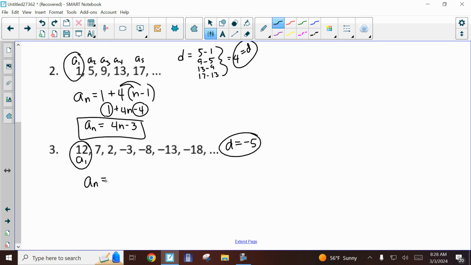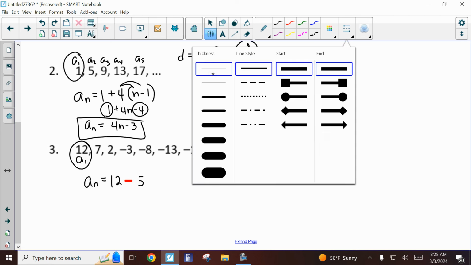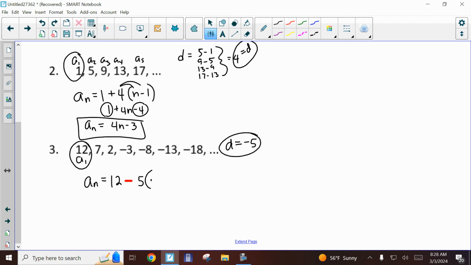So AN equals the first term plus the common difference. You don't have to put a plus and a minus 5, you could just write minus 5. So I'm going to fix that because I don't like double signs like that. So I'm going to put minus 5, and then n minus 1. When you distribute, I put that minus in red because that minus has to distribute along with the 5. So this is minus 5n plus 5 with a 12 here. Then if I combine my terms, 12 and plus 5 is 17. So it's 17 minus 5n. And that's my formula for that arithmetic sequence.